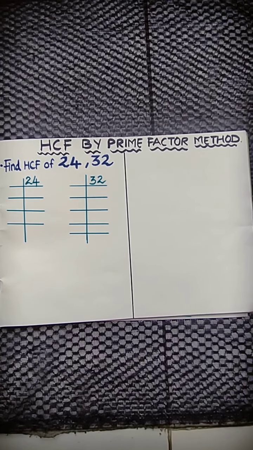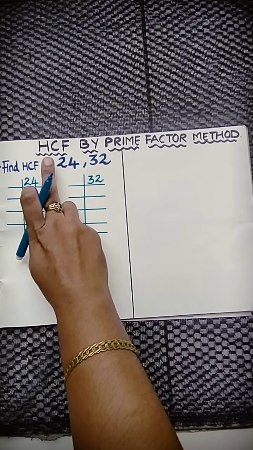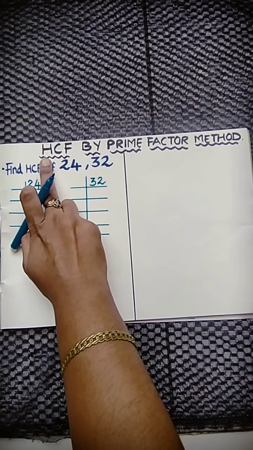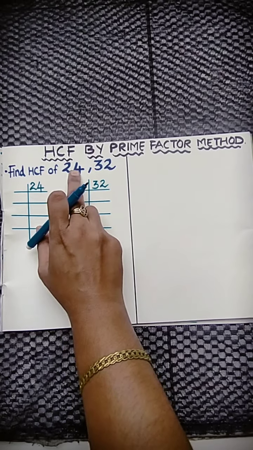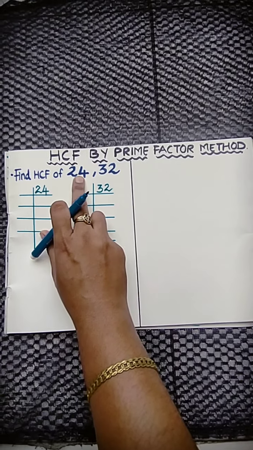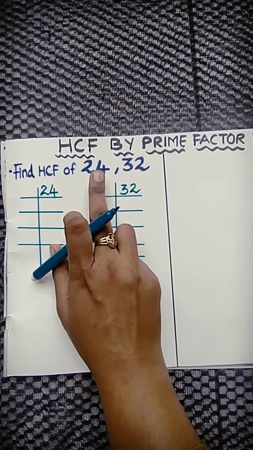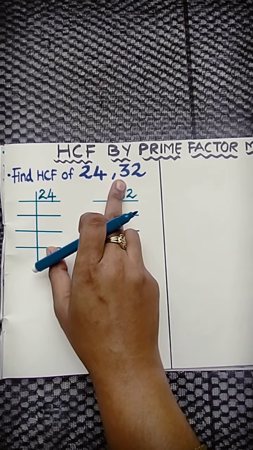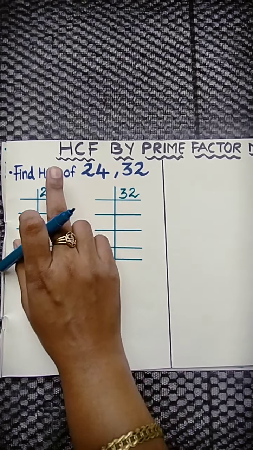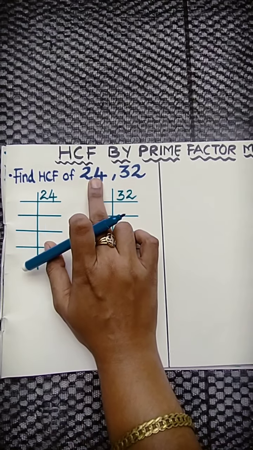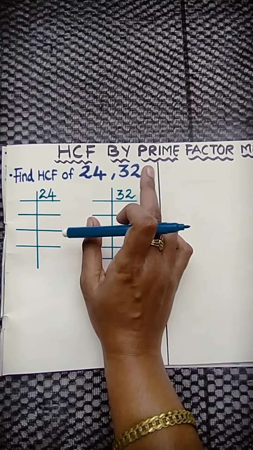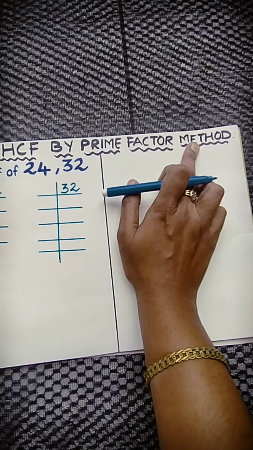You all know what is HCF. You have learnt in 6th standard as well. HCF means the highest common factor of any given numbers. So here I have written two numbers, 24 and 32. Now I will show you how to find out the HCF of 24 and 32 by prime factor method.